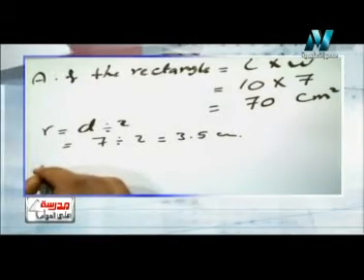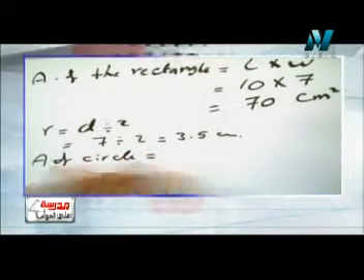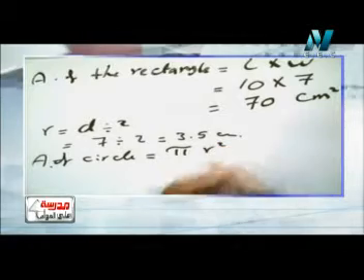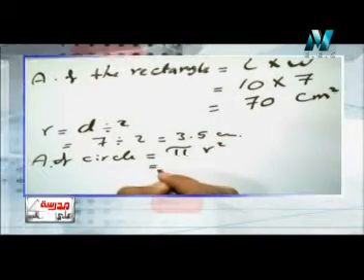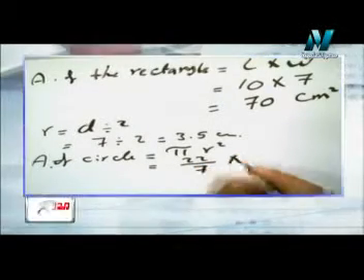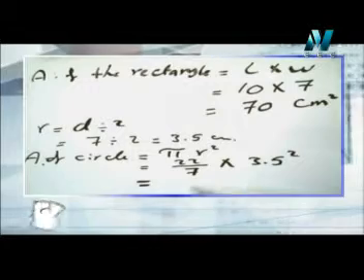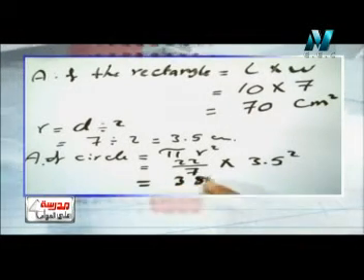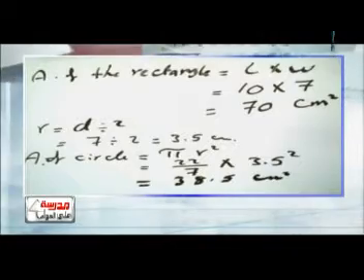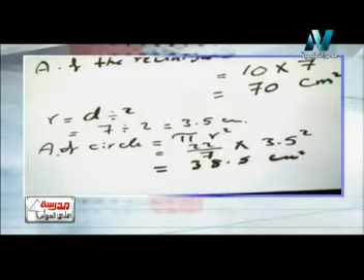Then, how to find the area of the circle? We must write the rule. Area of circle equals pi r power 2, equals pi, which is given in the question, 22/7, times 3.5 to the power 2. Use the calculator to find the result. 22/7 times 3.5 to the power 2 equals 38.5 centimeters square.